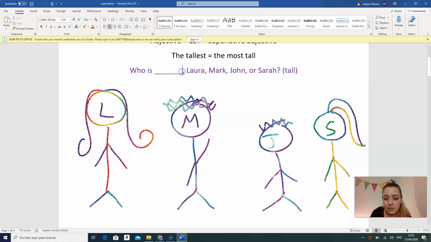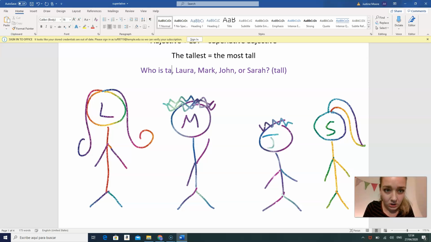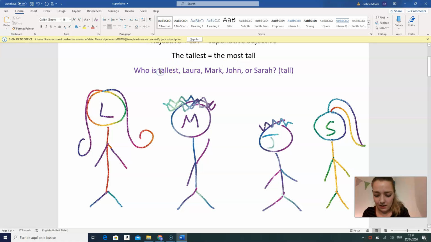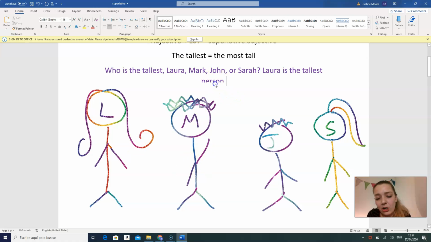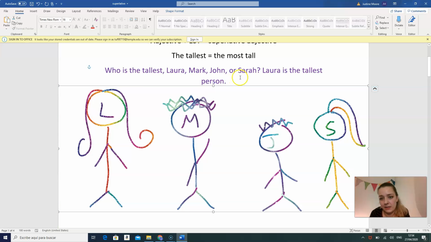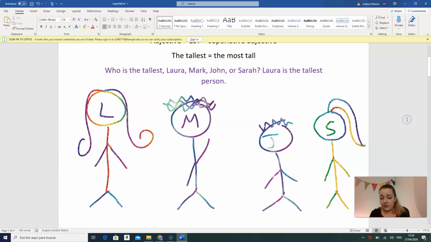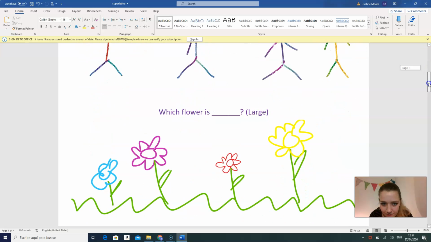So to complete the question, what do we do? We take the adjective tall and then add EST. So who is, we need a the here. Who is the tallest? Laura, Mark, John, or Sarah? So that's the question. Who is the tallest, the most tall? What would the answer be? I think it's her. So Laura is the tallest person. Or you could just say Laura is the tallest, but Laura is the tallest person. Okay. Is that all right? So let's go to the next one.